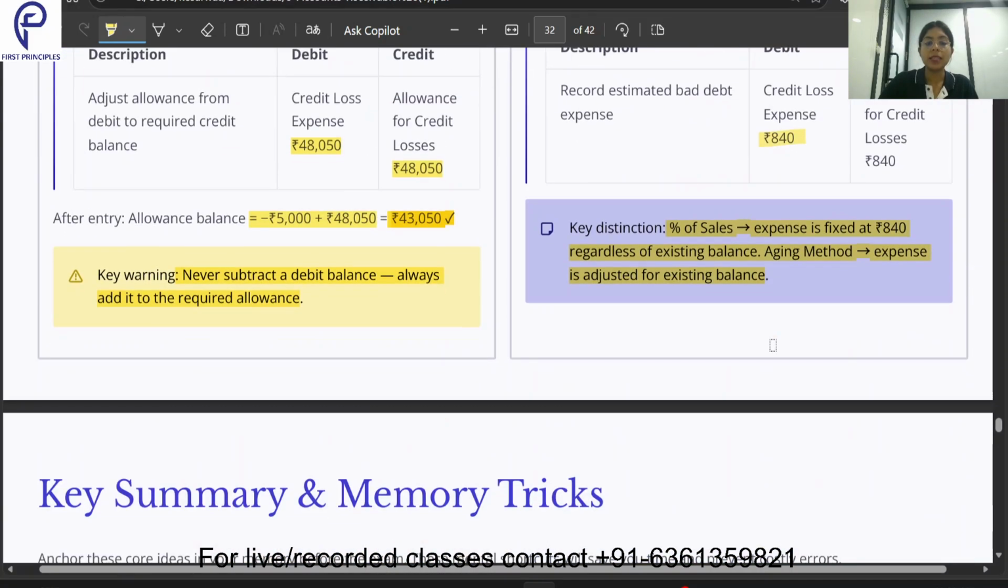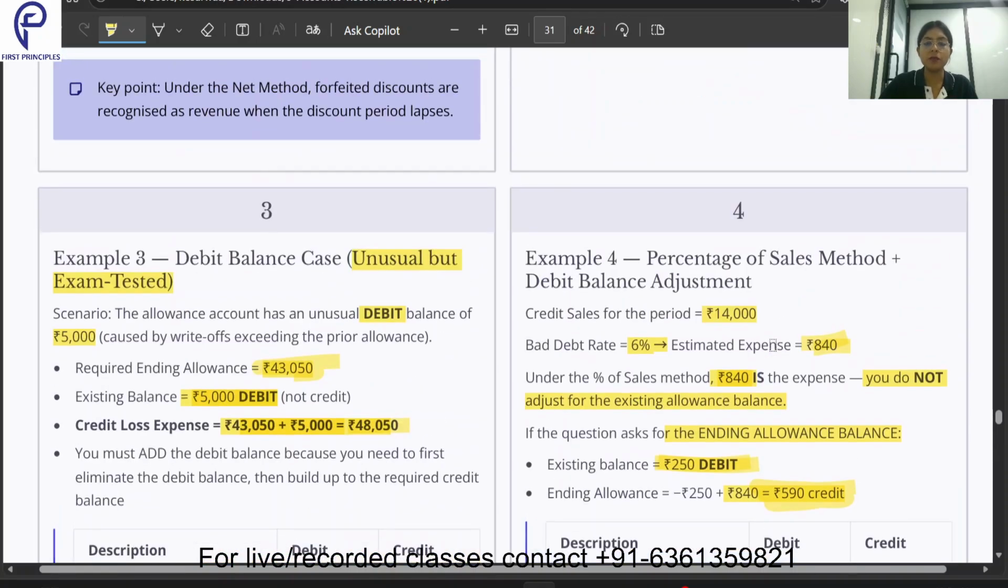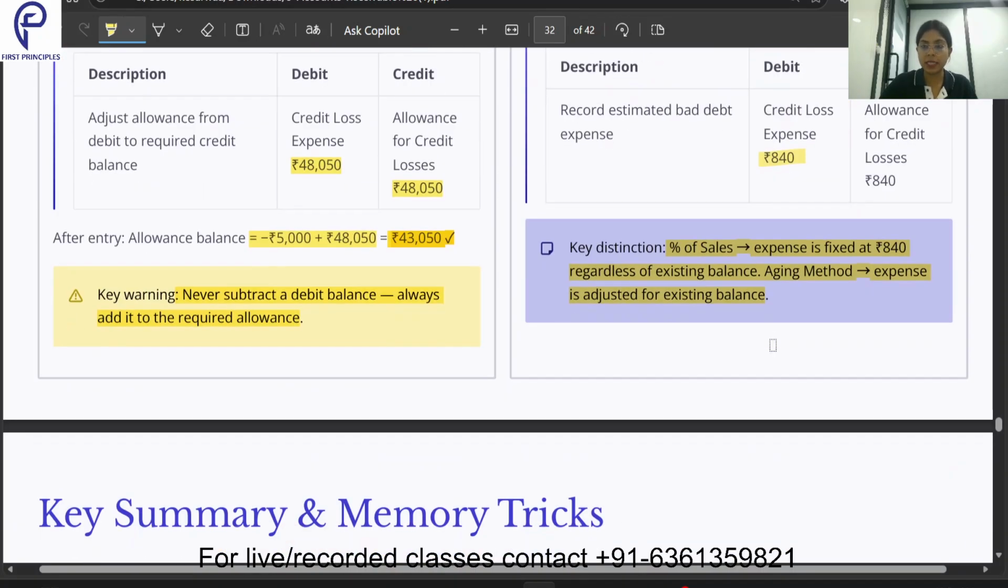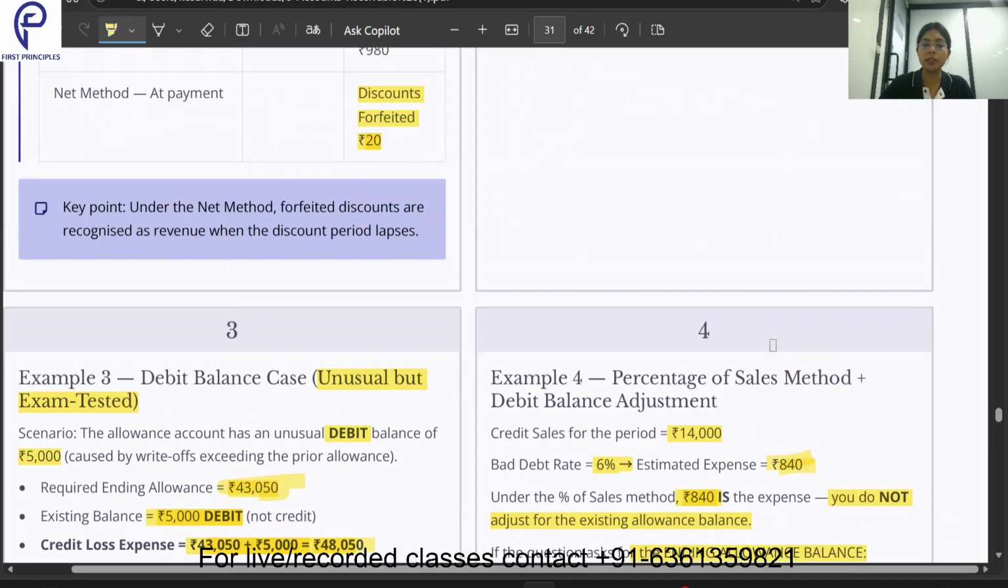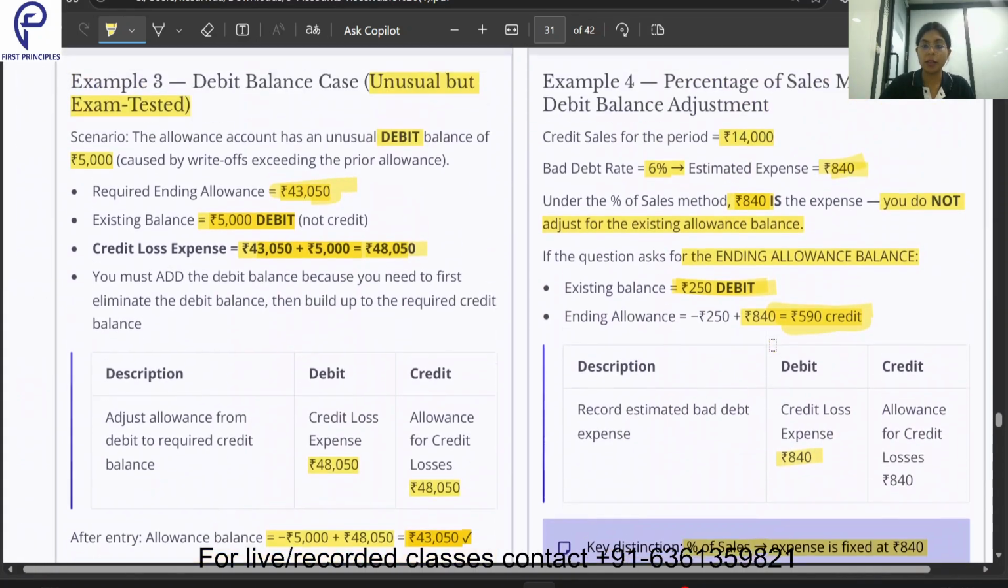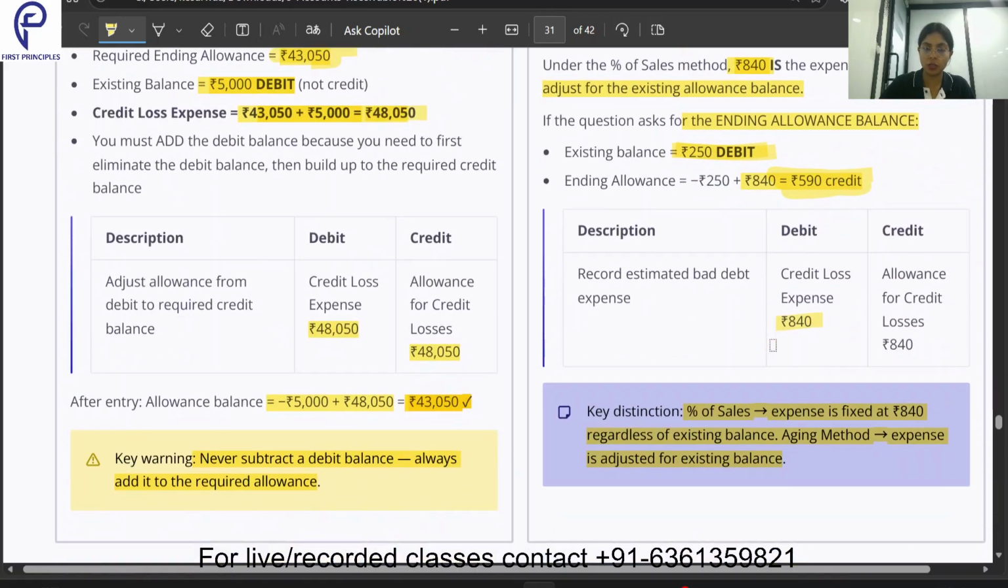So yeah, that's all. We are done with this chapter with the help of the examples and everything. I hope it is clear to you guys. Please have a look at examples 3 and 4 for better understanding on your own.